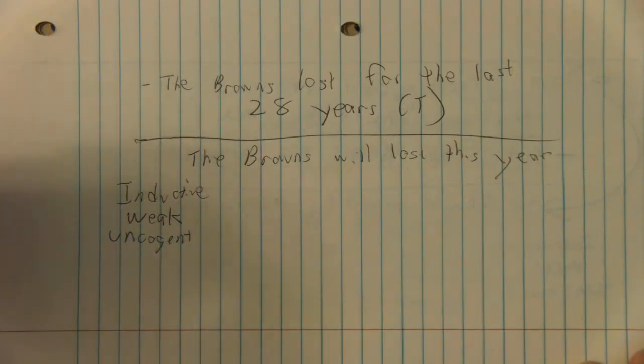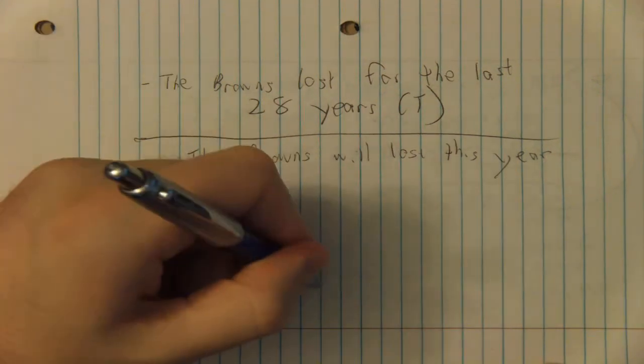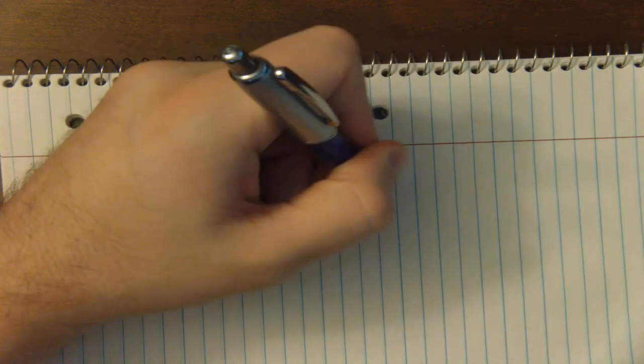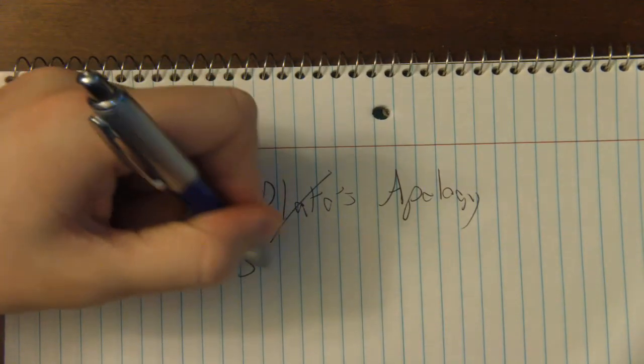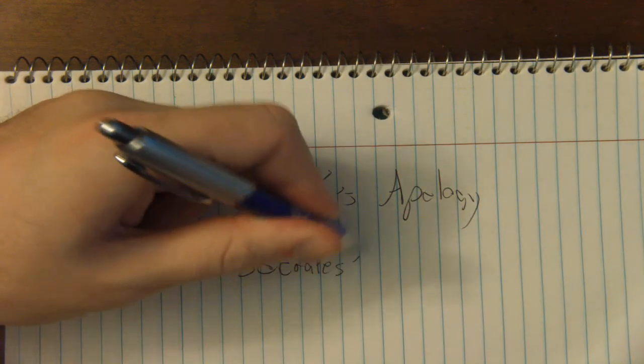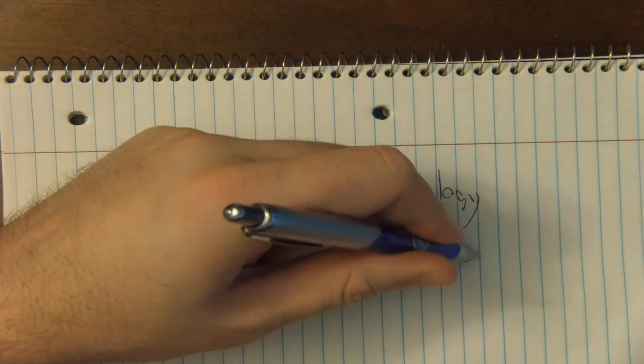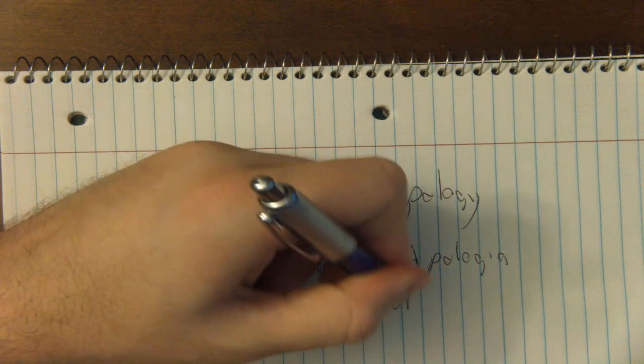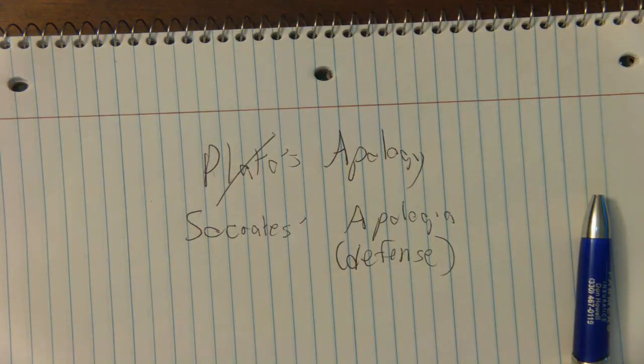It's called Plato's apology, but both of those words are wrong. It's actually Socrates' apologia, which means defense. So in the next reading, we are getting basically half a court transcript. Plato was the one who wrote it down, but we are looking at the trial of Socrates.